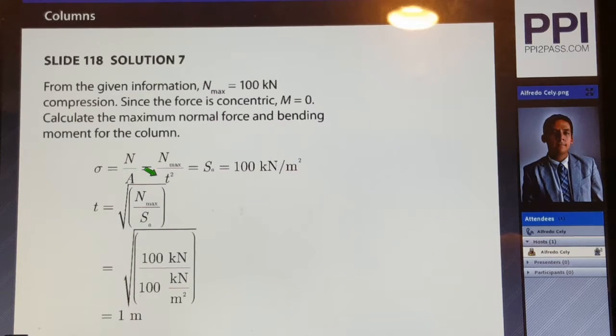So if we use the maximum axial load divided over the cross-sectional area of the column, we'll get our maximum allowable stress. And we're given the maximum allowable stress as 100 kilonewtons per square meter, and the maximum allowable load as 100 kilonewtons. So then we can grab this part of the equation.